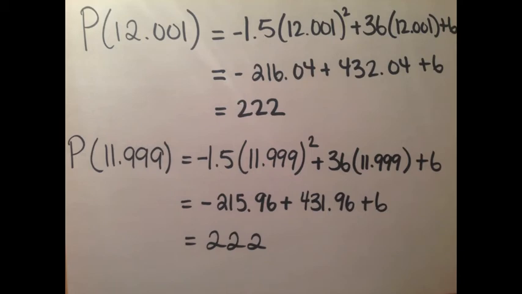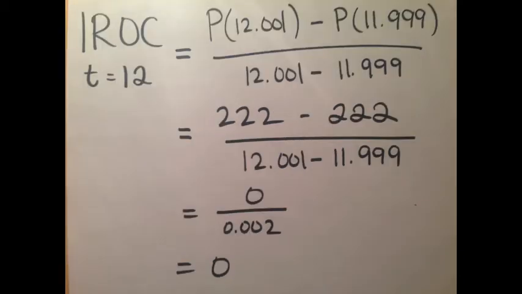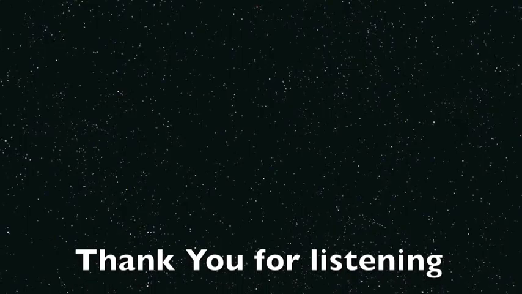we can plug both answers of P11.999 and P12.001 back into our IROC equation. Now that we have plugged both of our values back into our IROC equation, we can solve for IROC of t equals 12. Now that we have solved for IROC at t equals 12 and got a solution of 0, it is evident that the rate of change of the population at t equals 12 is 0, so the year 2012 is when the instantaneous rate of change is equal to 0. So we have now completed the question.